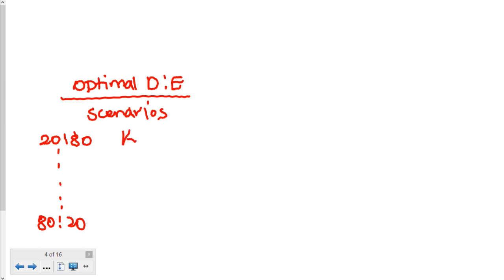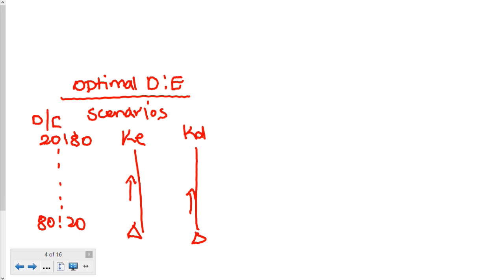The cost of equity changes. Usually as your debt levels increase, cost of equity goes up. And as your debt levels increase, cost of debt also goes up because more debt equals more risk, isn't it? So as our balance of debt to equity changes, the different cost of equity and cost of debt apply. And then once we have those, we calculate a WACC.